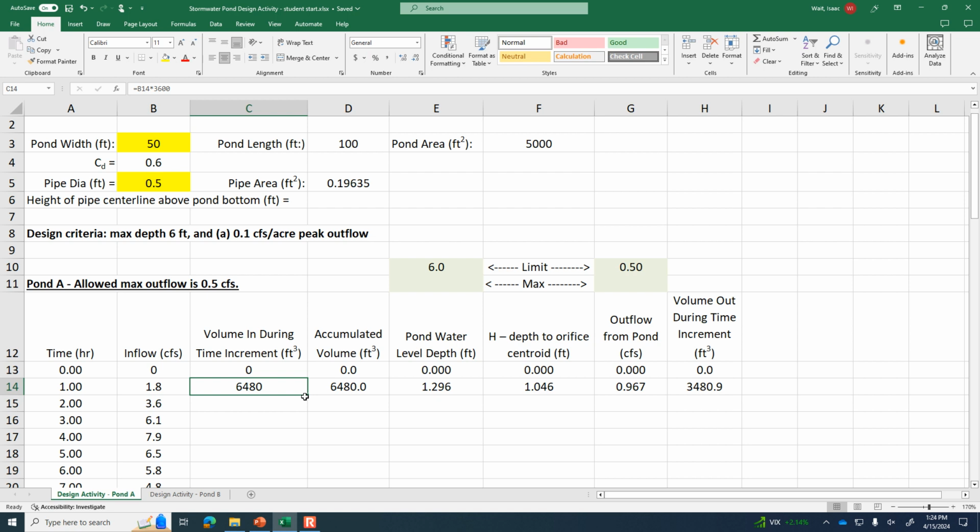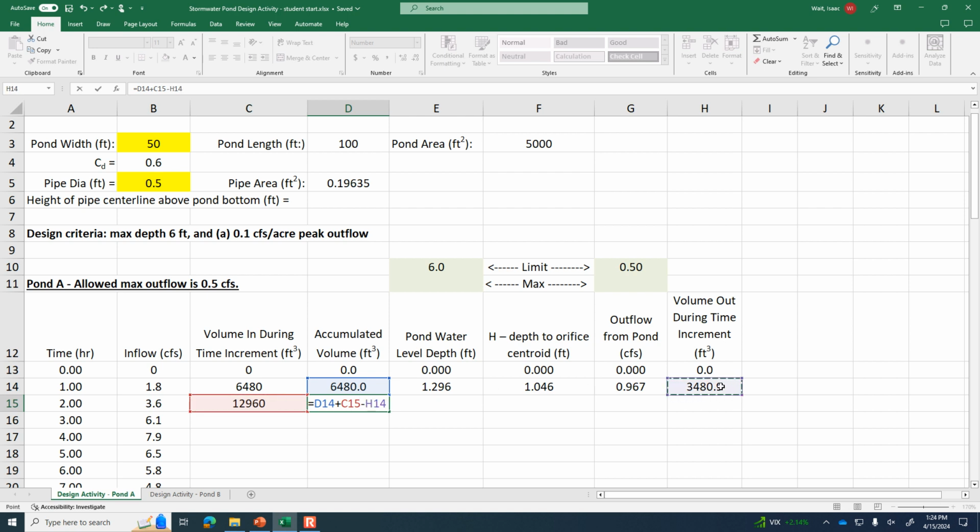So now we only have to make one more change and then we'll be able to drag everything down through the whole sequence of time and then see how our pond is performing. So drag down the volume in, because that's still just the flow rate in multiplied by the 3,600 second time increment. But now what's going to be different is the accumulated volume. Okay, so the accumulated volume is the previous accumulated volume plus how much comes in during this hour minus what came out during the previous hour.